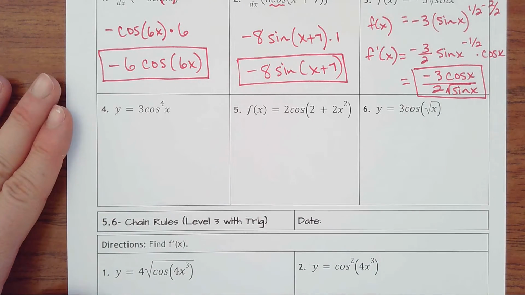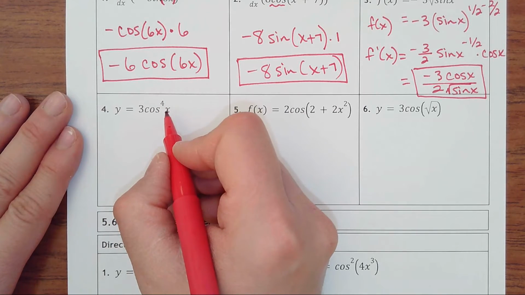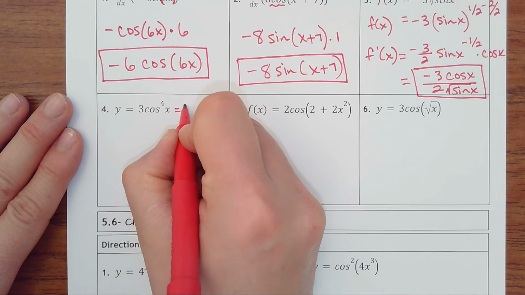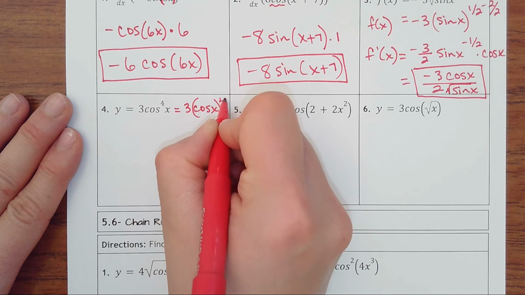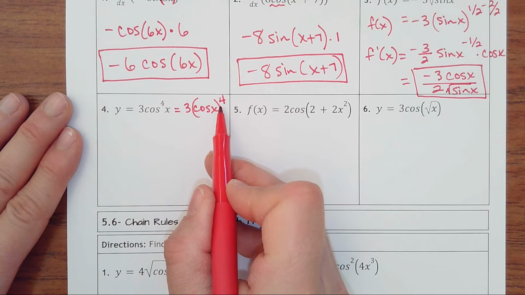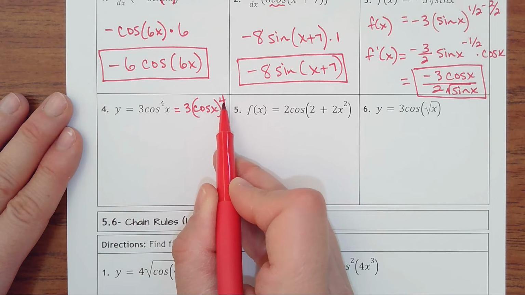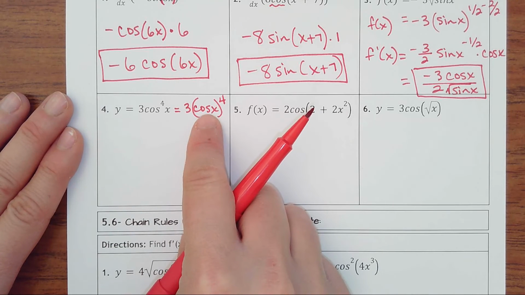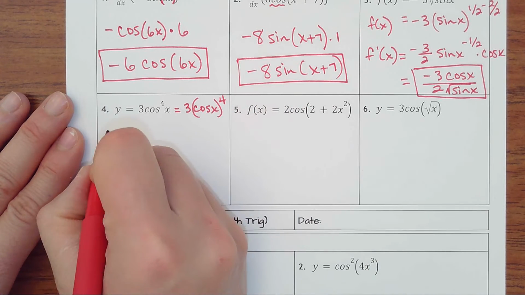All right, number 4, something we need to talk about is when you see cosine or sine to a power of x, I always rewrite that. So it's 3 times cosine of x, it's raised to the power. So don't ask me why. They just always put the power here, but really it means taking cosine of x to that power. So very similar to number 3. We'll hold steady the inside when we do our power rule.